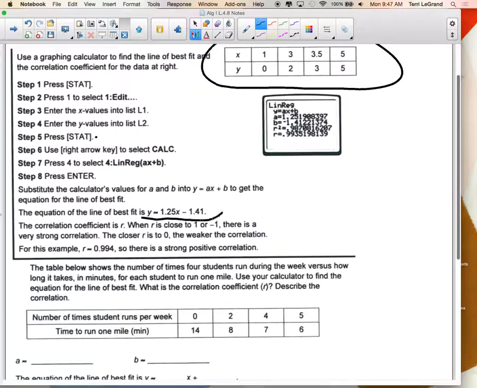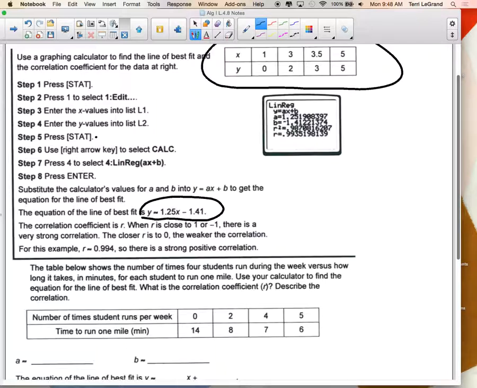So will you circle this? There's the equation of the line of best fit. They took the A value and rounded it to the nearest 100th and put that in for our M value. They took the B value and rounded it to the nearest 100th and put it in for the B value in the equation. And so the line of best fit would be Y equals 1 and 25/100ths X minus 1 and 41/100ths.